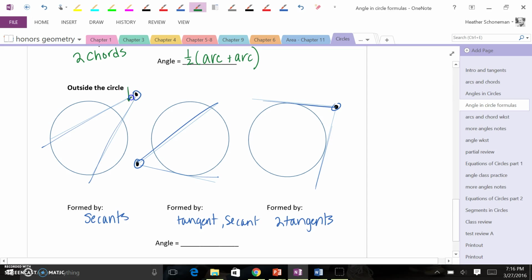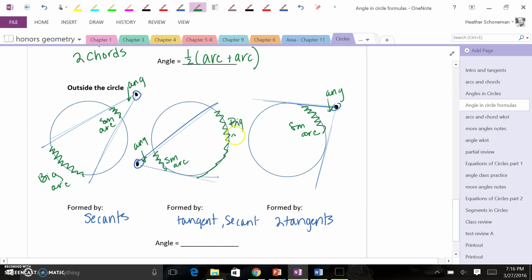So you have three things you're dealing with. The angle that's right next to the vertex. Here's the angle. And then you're going to have a small arc, and the small arc is the arc closest to the angle. Small arc. And then you're going to have a big arc, and the big arc is clearly bigger and it's furthest away from the angle. This one, here's your big arc here.